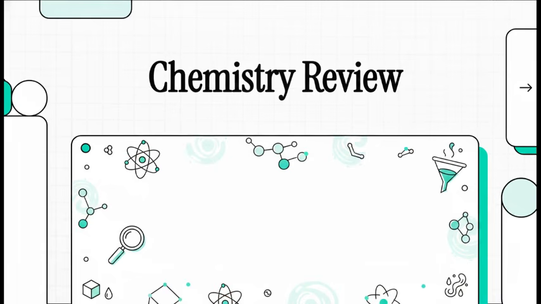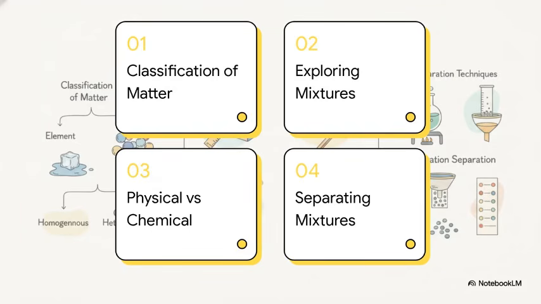Let's dive in. Here's our roadmap for today's session. We've got a pretty straightforward four-part plan. First, the classification of matter. Then, we'll explore different types of mixtures. After that, we'll tackle physical versus chemical properties. And finally, we'll look at the elegant methods chemists use to separate those mixtures.